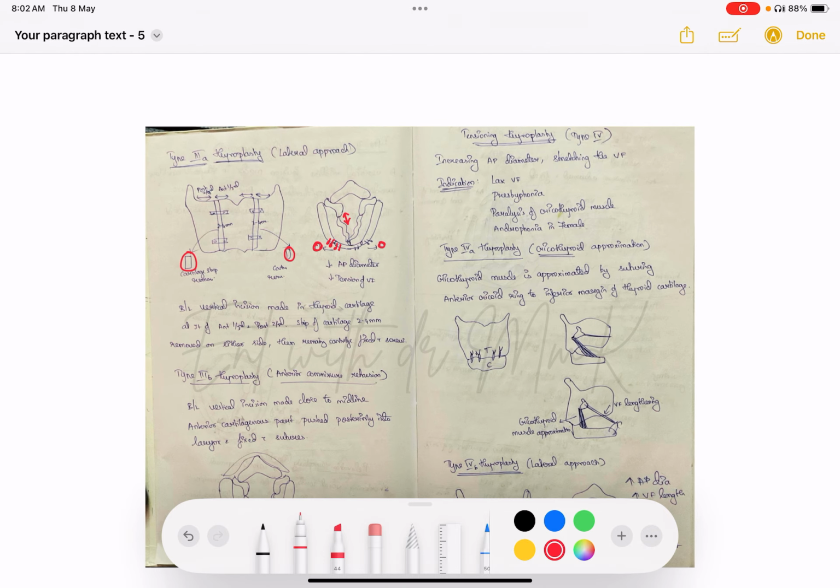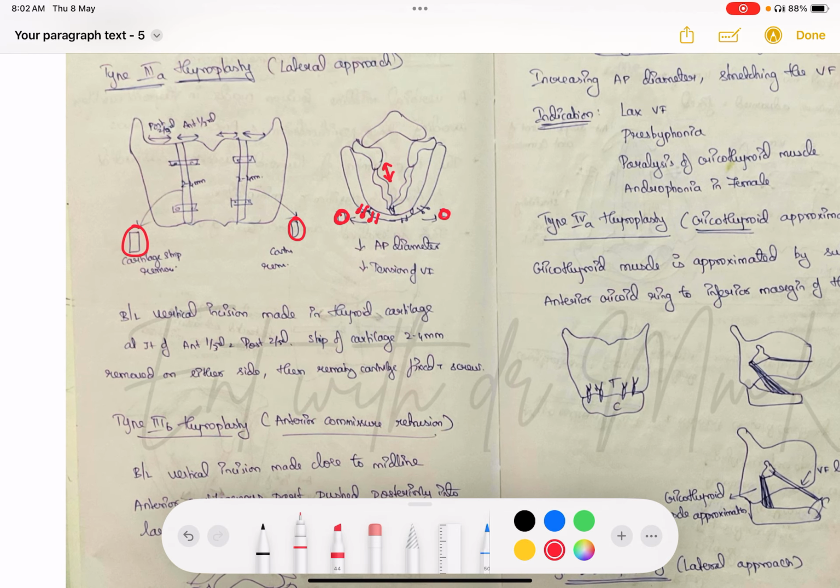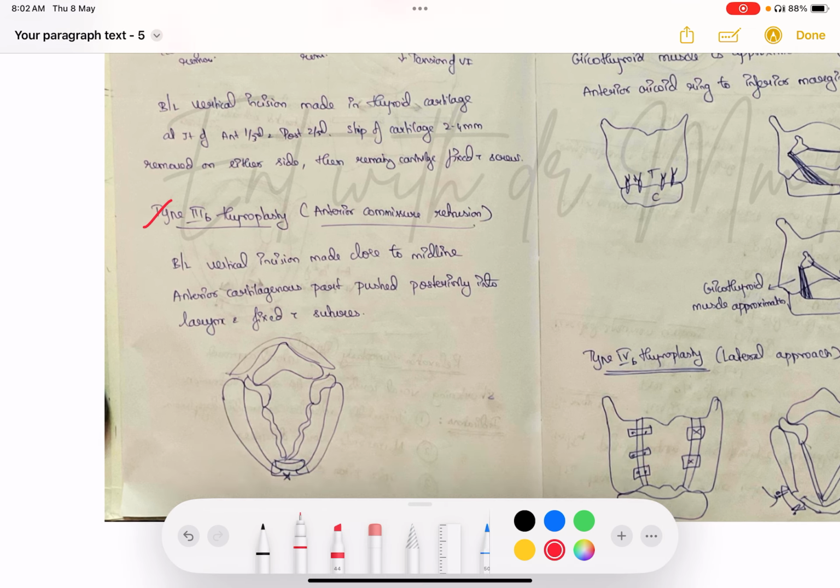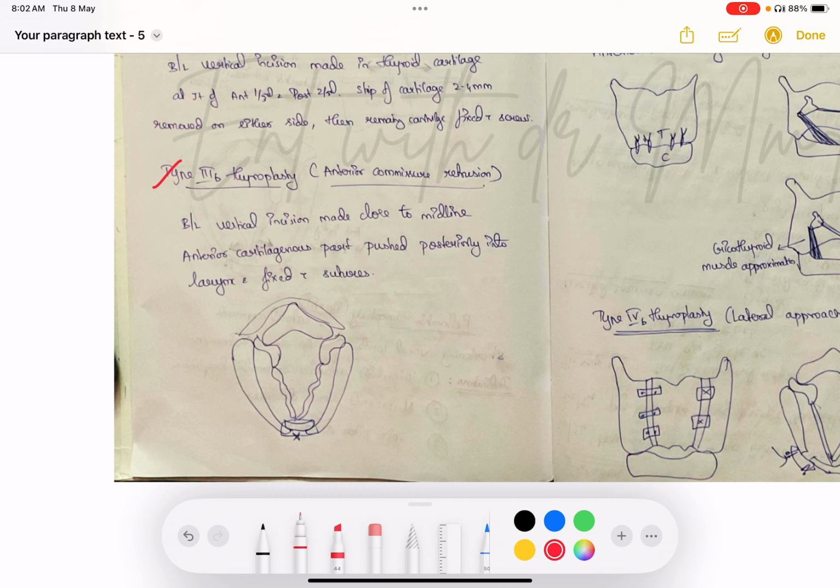So this is called type 3 thyroplasty or the shortening thyroplasty. Now coming to type 3B, that is the anterior commissure retrusion approach. Here, similar to type 3A, we are making an incision at the midline. Okay, and the part of the thyroid cartilage with the anterior commissure is pushed posteriorly.